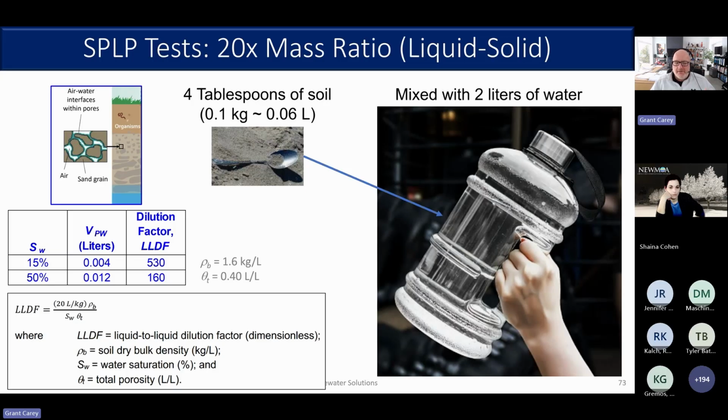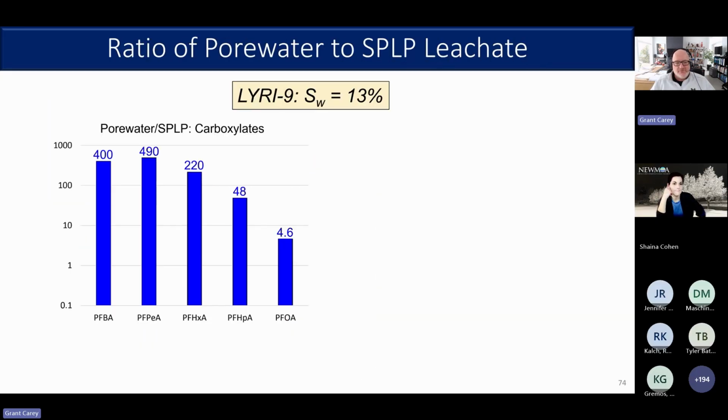But I just want to make the point, the dilution factor is not 20 times, that's a mass ratio. It's a much bigger number when you look at the liquid-to-liquid dilution factor.